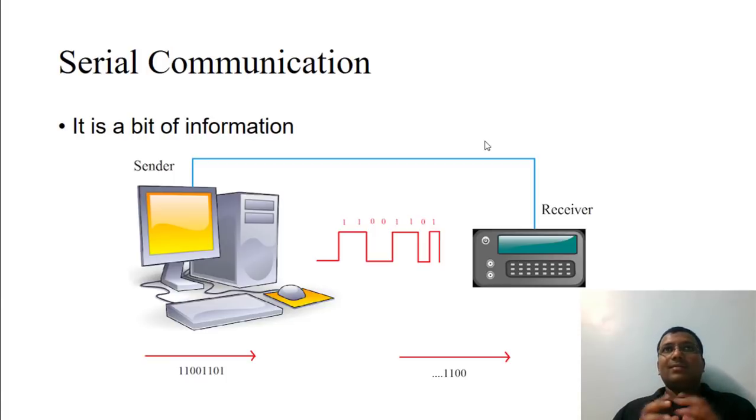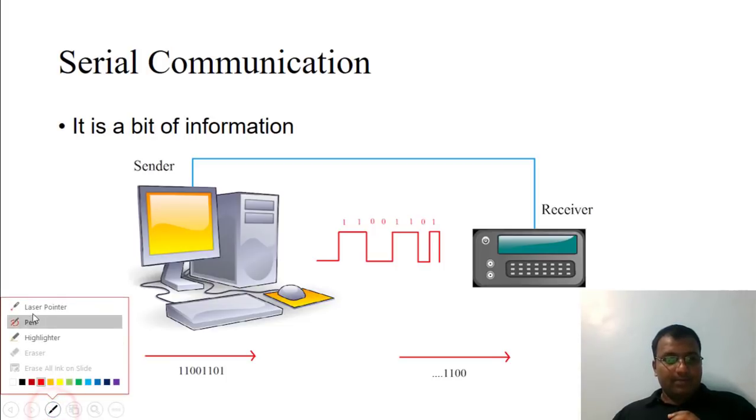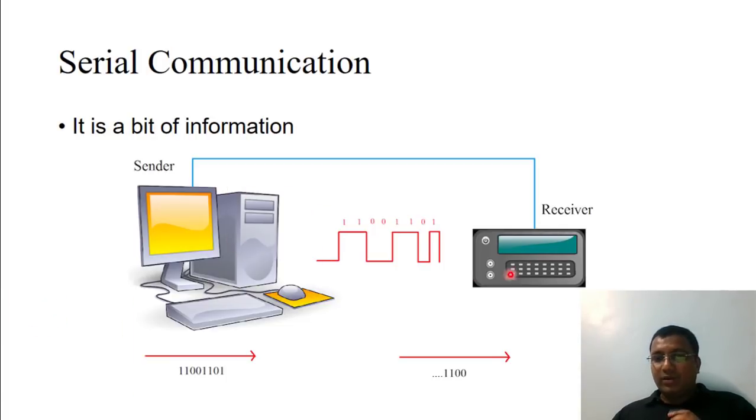So serial is a bit of information. Here it's a computer and this is your receiver. The computer is the sender, so it will send data over a single line, and this data is in the form of bits. Suppose you want to send 1100 1101, then it will send in the form of bits, and the receiver also receives this data in the form of bits. To synchronize this transmitter and receiver, a standard baud rate is configured first.